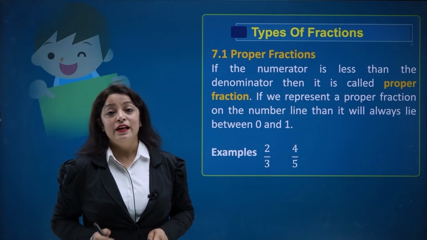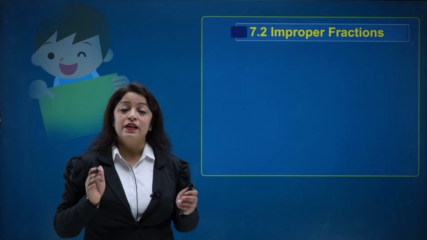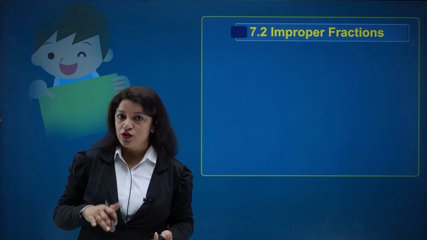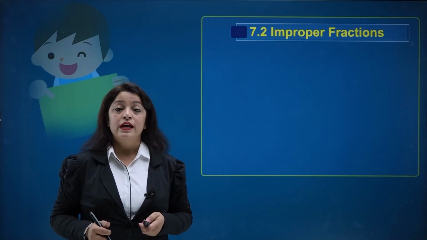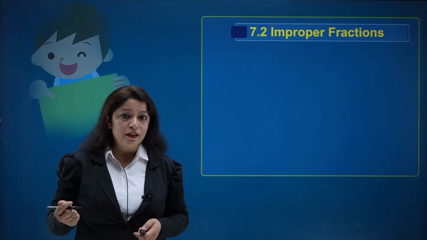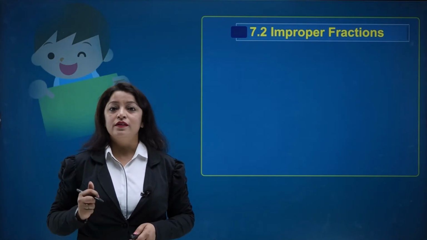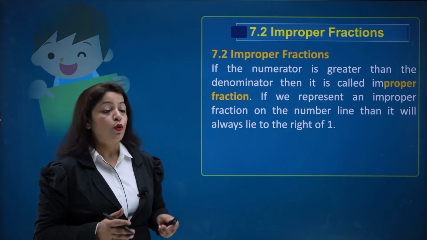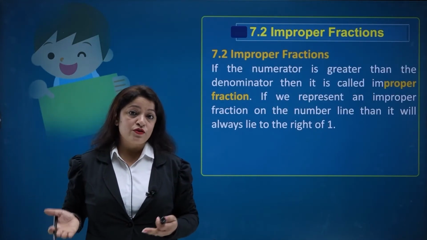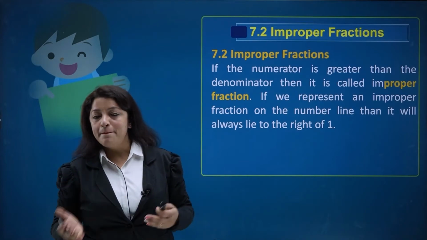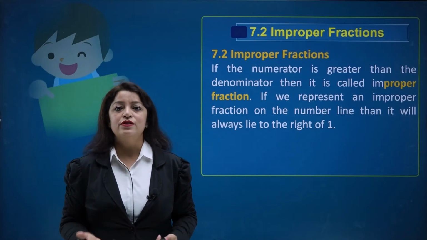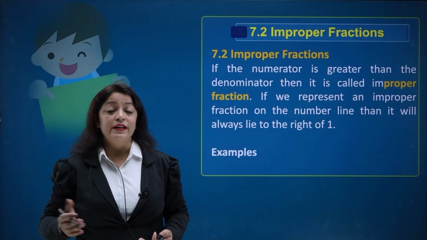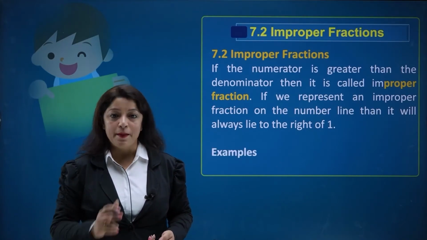Now the next type of fraction is improper fraction. So what is an improper fraction? It is just the opposite of a proper fraction. That means if the numerator is greater than the denominator, the fraction is called an improper fraction. So obviously if a proper fraction is smaller than 1, the improper fraction will be greater than 1. So now we can say it will always lie to the right hand side of 1 on the number line.